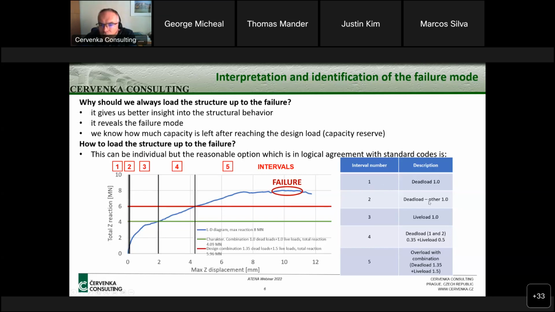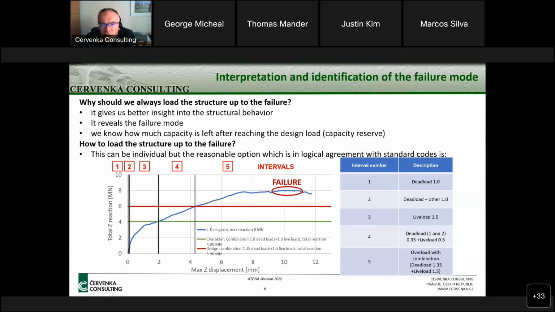And then we apply other, so this might be the self-weight, then we have other permanent loads, and then with the third interval, the live loads. First, I recommend everything to be applied with a load factor equal to 1. This means in these 3 intervals, we will somehow drive or go with the structural loading through some representative steps.